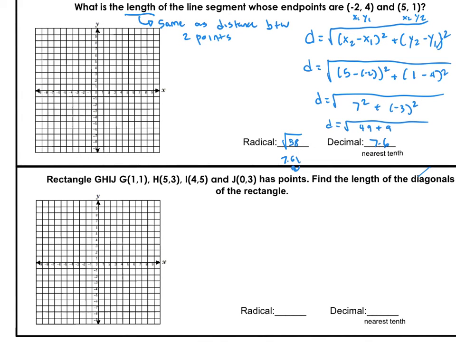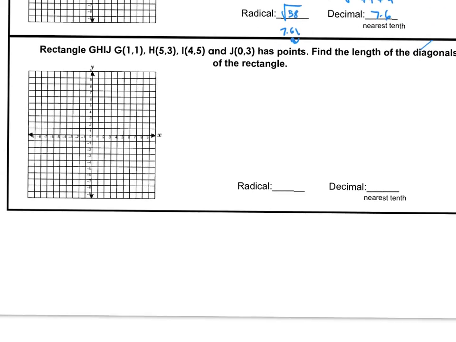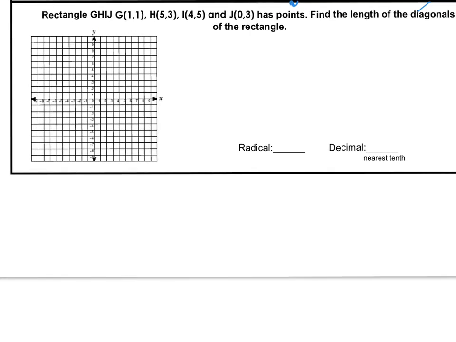All right. Now, for our final problem here, we're going to do an application problem again, okay? Now, obviously, this has to do with the distance, but let's just get into this, okay? So rectangle GHIJ has these points. Find the length of the diagonals of the rectangle. Now, remember, when I see the word length and I'm given coordinates, I know that this is the distance, all right? So I'm finding the distance of the diagonals. So let's figure out what our diagonals are.